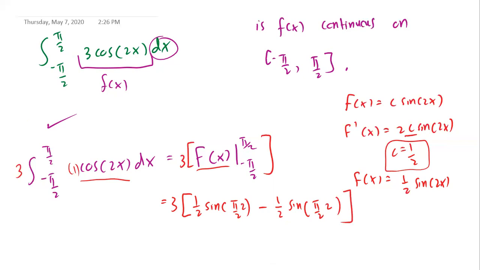Okay. Now what does it simplify to? 3 times 1/2 sine of pi, since 2 times pi over 2 is pi, minus 1/2 sine of pi. Sine of pi is 0. 0 minus 0 is 0. 3 times 0 is 0.